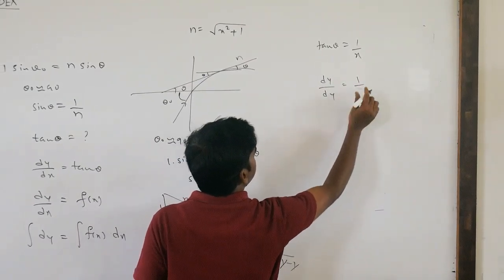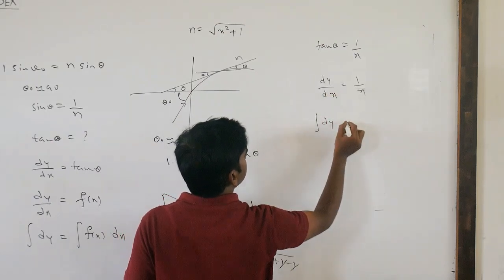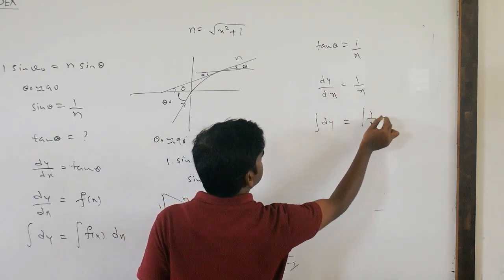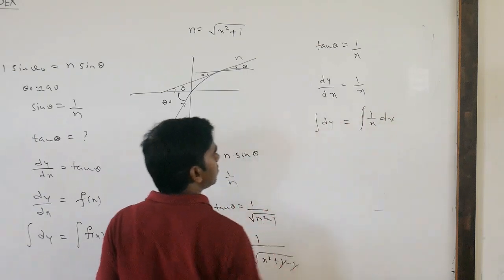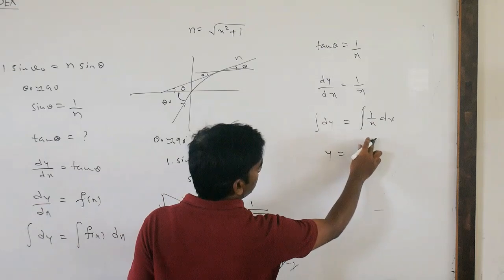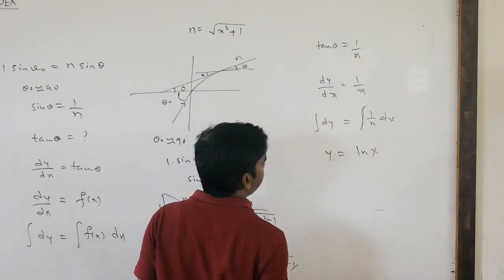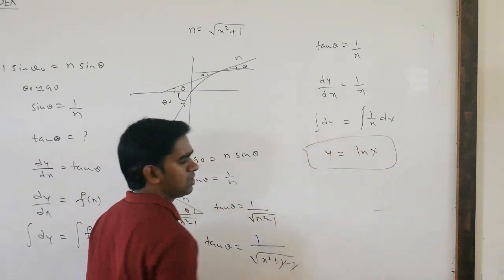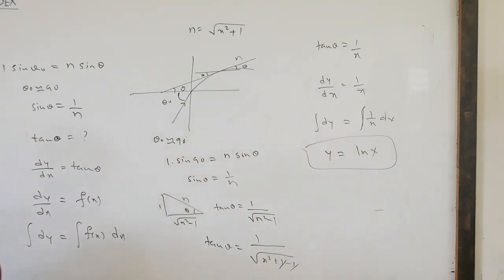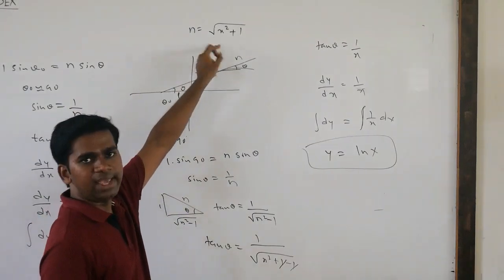Now you can integrate. So integration of dy equals integration of 1 by x dx. This is what you have to integrate. Integration of dy is y, and integration of 1 by x dx you can simply take as ln of x. So this is the equation of the curve you get when the refractive index is given as variable with x.